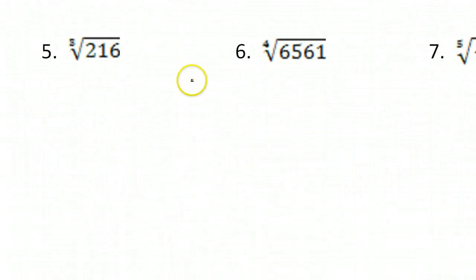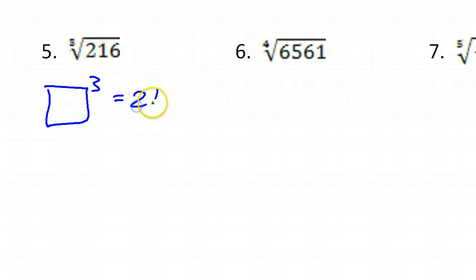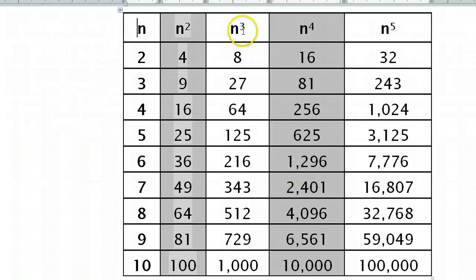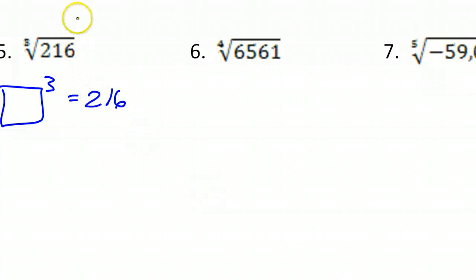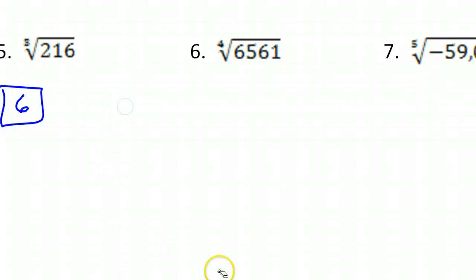Okay, number 5. The cube root of 216. This is answering the question, what to the third power is equal to 216? That's what the cube root of 216 means. So, what to the third power gives 216? That is 6. 6 to the third power is 216. So the answer to number 5 is 6.